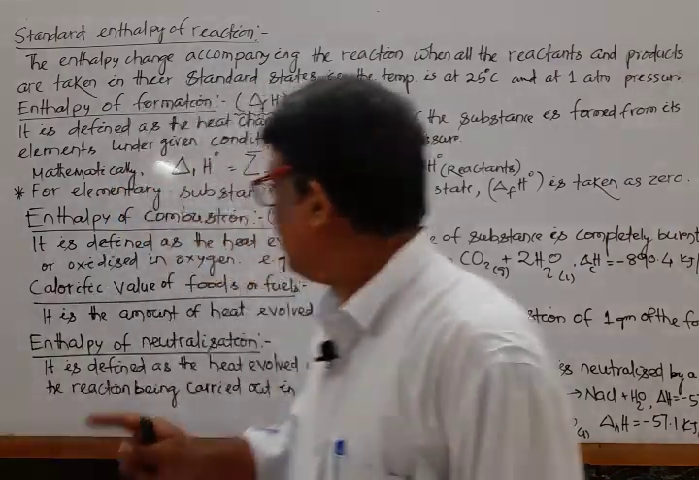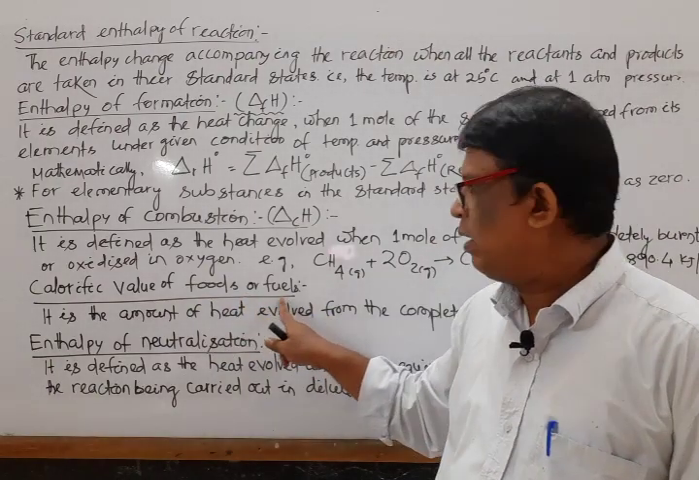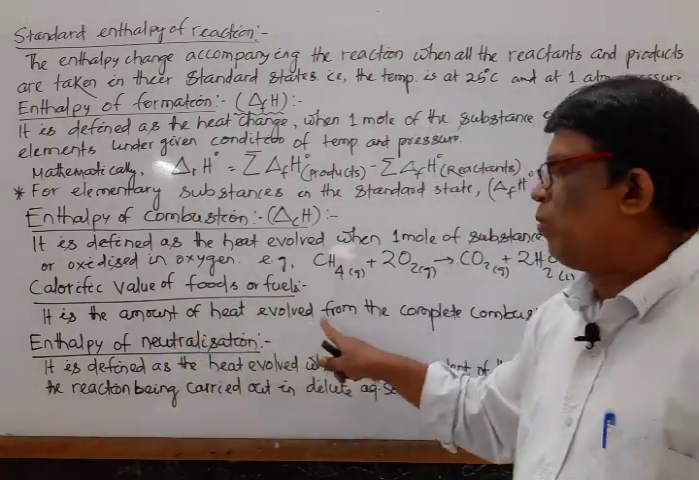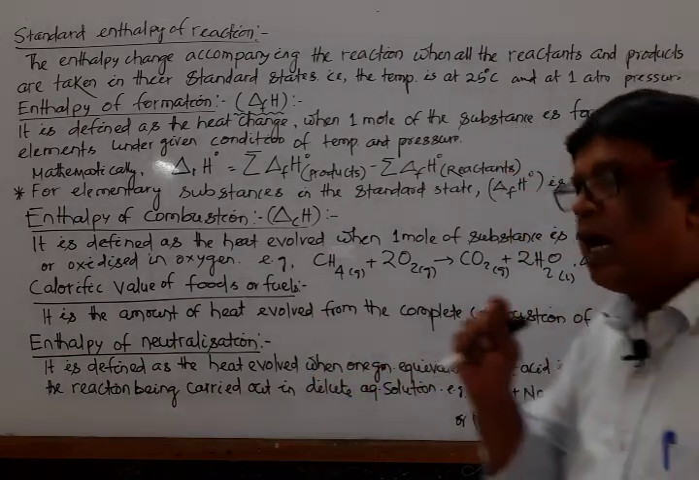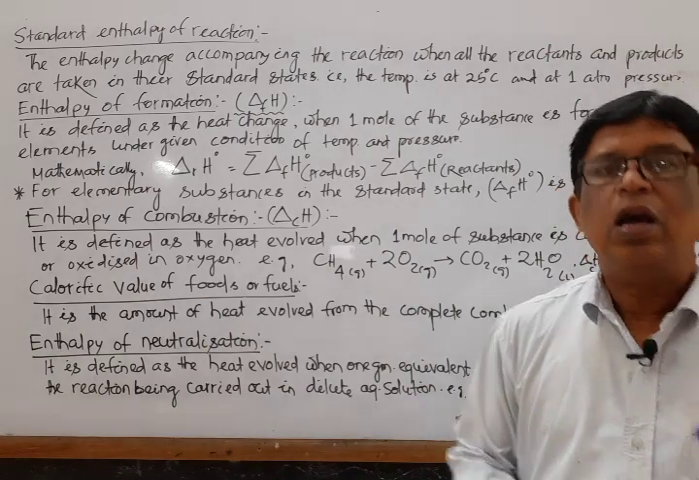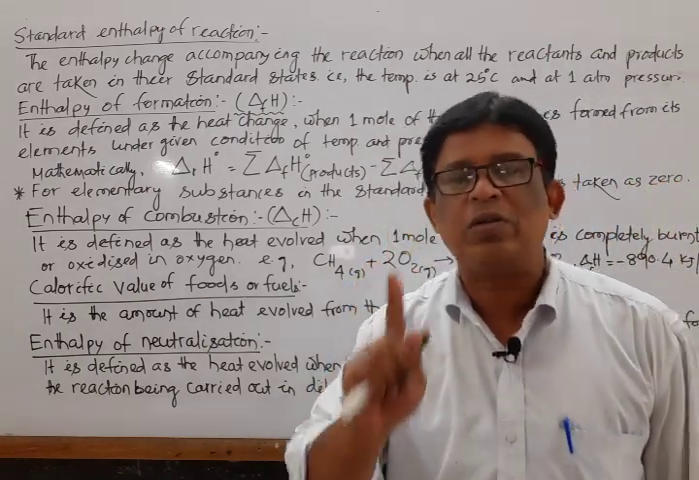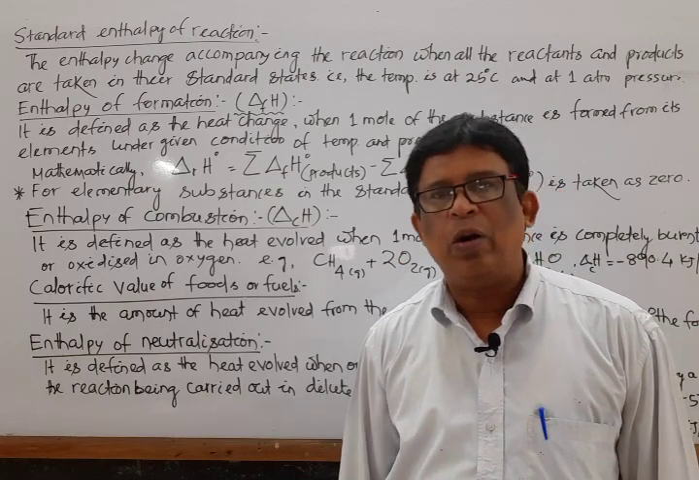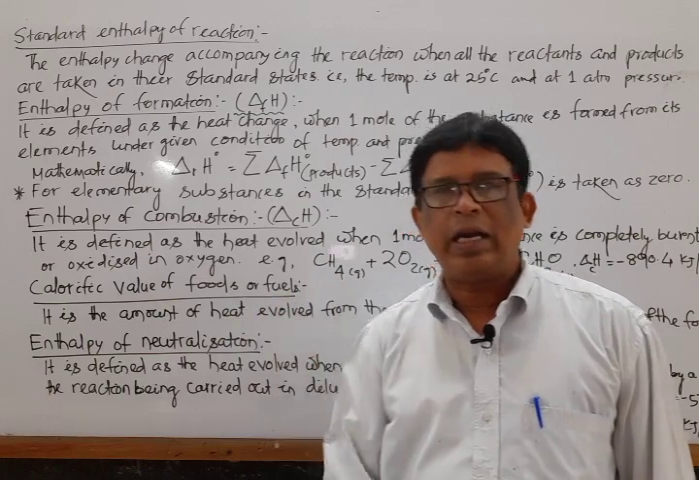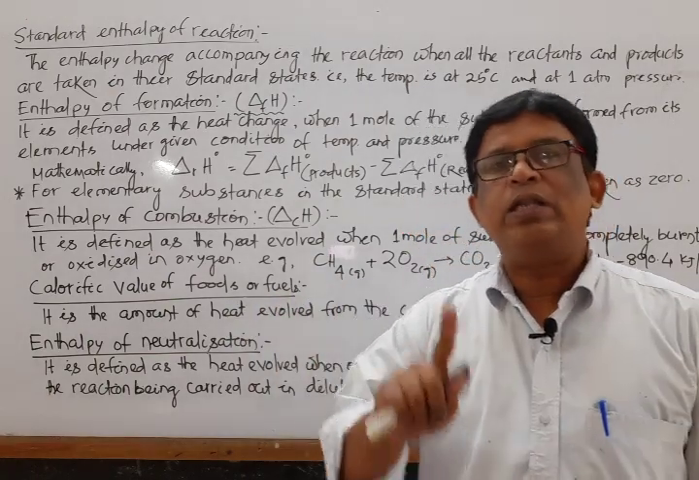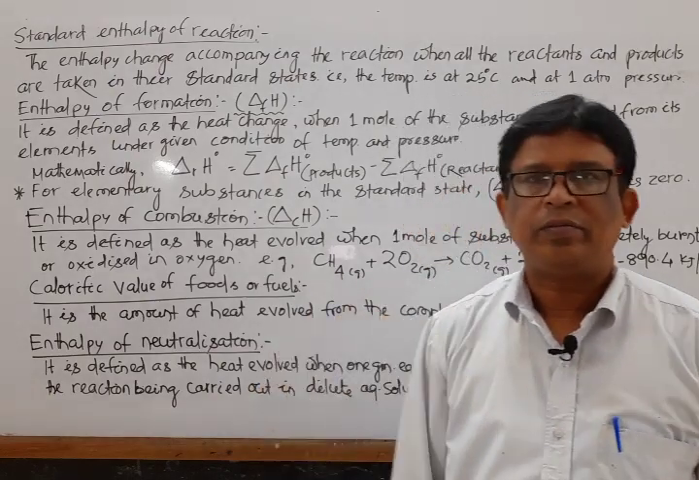Move to the next point, that is calorific value of food or fuel. What do you mean by it? It is defined as the amount of heat evolved when 1 gram of food or fuel undergoes complete combustion. That means when 1 gram of food or fuel undergoes complete combustion, the amount of heat evolved is known as its calorific value. If 2 fuels are given, then that one is a better fuel whose calorific value is higher.